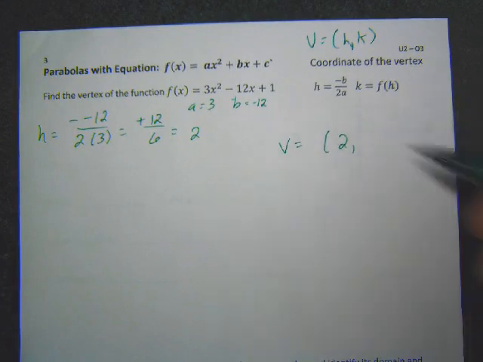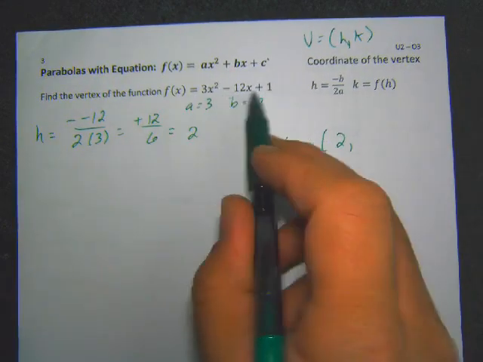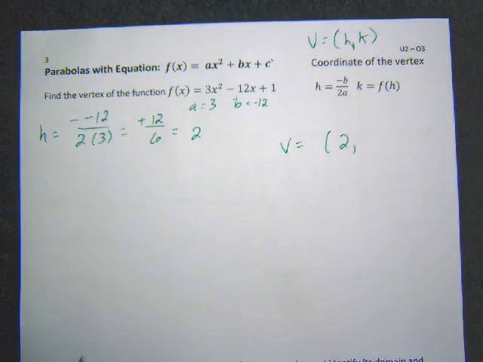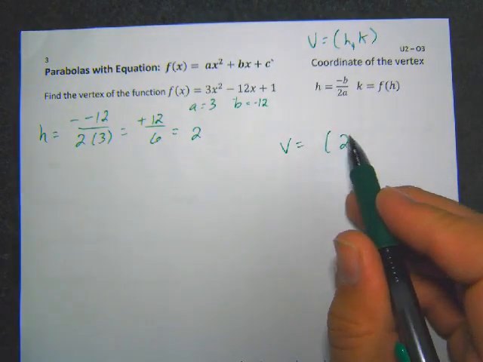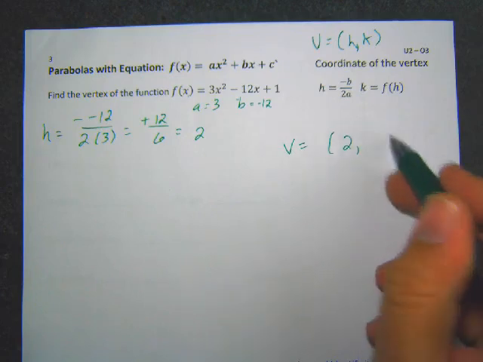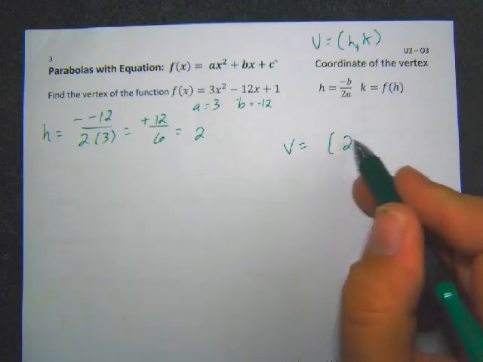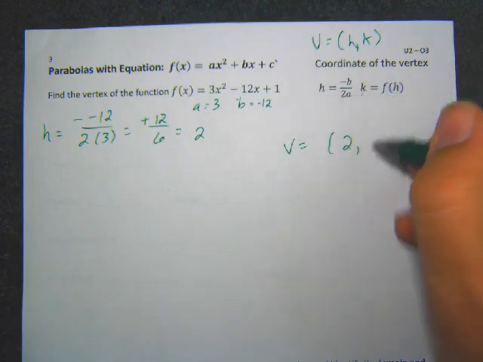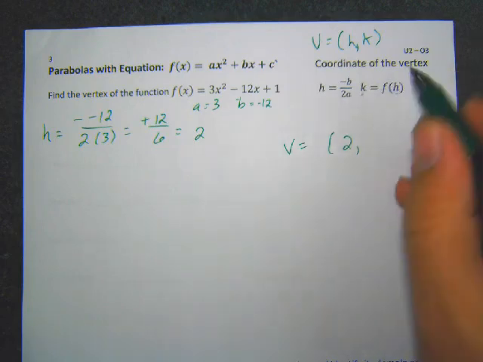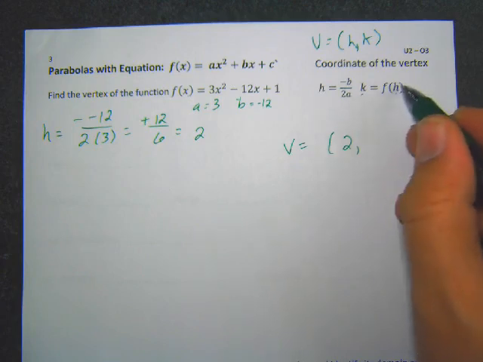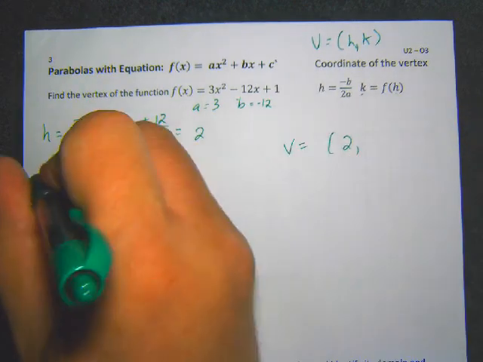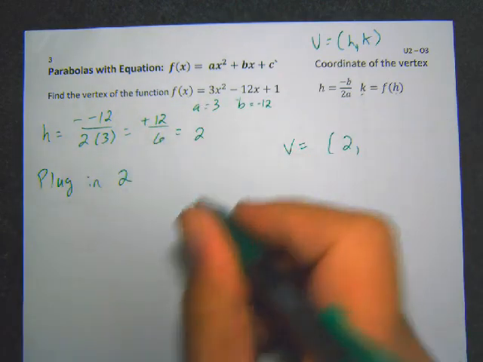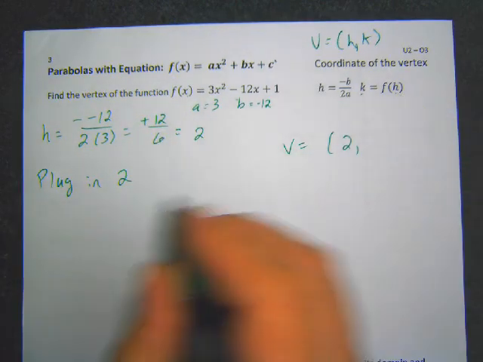How do I find the other part? Well, this is a function, a quadratic function. It's got a function label right here. We can always use a function to get the output, y, by just plugging in the input, x. That's what this is telling us: if you want to find k, the second part, just plug in h. Remember, this notation, f of h, means plug in h and see what you get. So we're going to plug in this 2 we just got, and that will give us k.